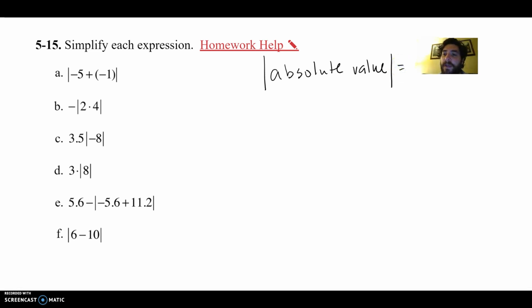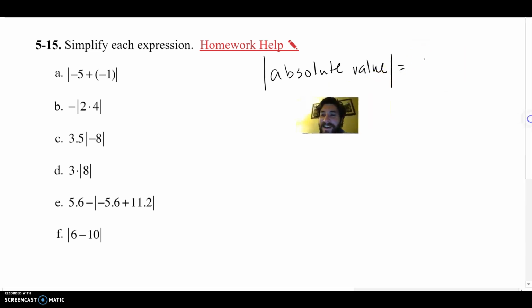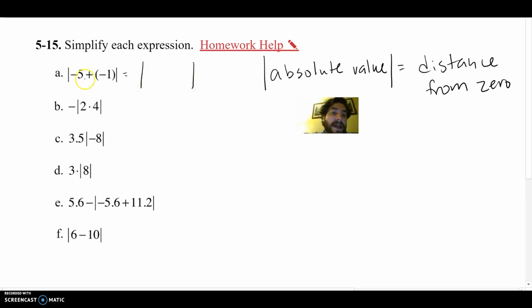Let's put it here. It is the distance something is from zero on a number line. So here it wants to know what's this thing's distance from zero. So, well, let me figure out what is this number inside. And if I have -5 and then I go left one more time, I'm at -6. And so -6 is 6 units away. The answer is 6. The answer is 6 here.